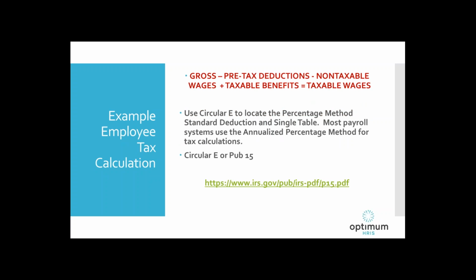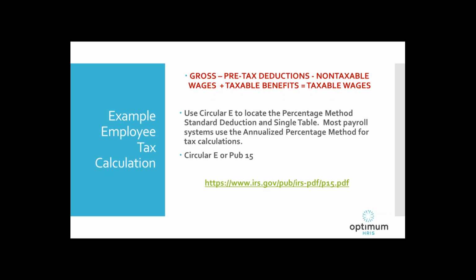So we want to take that amount and go to Circular E to find the annualized percentage method table to find the tax rate. Now, each one of you probably already has a Circular E on your desk or has it bookmarked on your favorites on your computer. If you don't, I recommend that you get a copy or bookmark that. Here is the link to the Circular E. You can always go to irs.gov. You can jot down this address. We are recording the webinar today so that you can review this webinar at any time and snag this address later if you don't jot it down today.